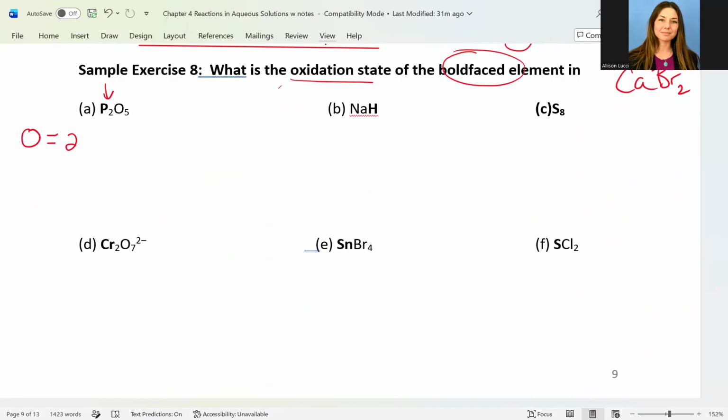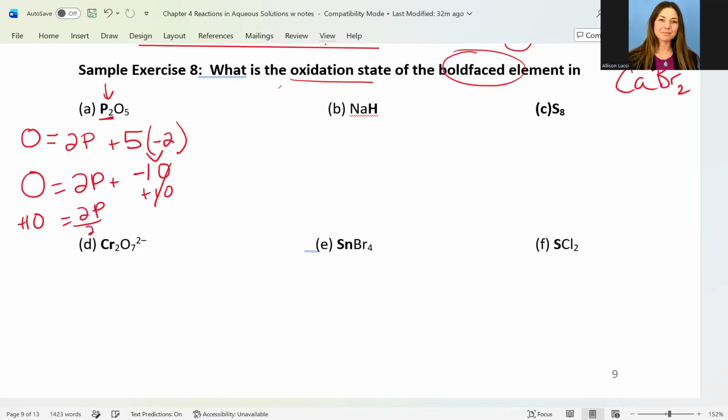I have 2 phosphorus atoms, so P2, and then I have 5 oxygens. And I know the rule for oxygen is that its oxidation state is going to be -2, unless it is in a peroxide. So we get net -10 here from the oxygens, and then to that I'll add 2 phosphorus atoms, and the sum of their oxidation states will be 0. To simplify this, I'll add 10 to each side, and I'll see that +10 will equal 2 times my phosphorus atoms. I'll divide by 2 here, and my phosphorus would be a +5 oxidation state.